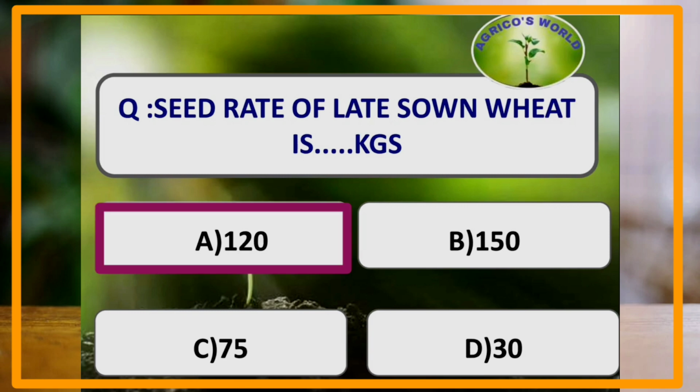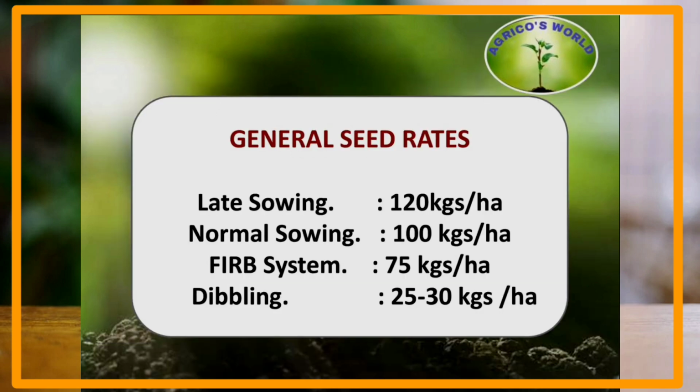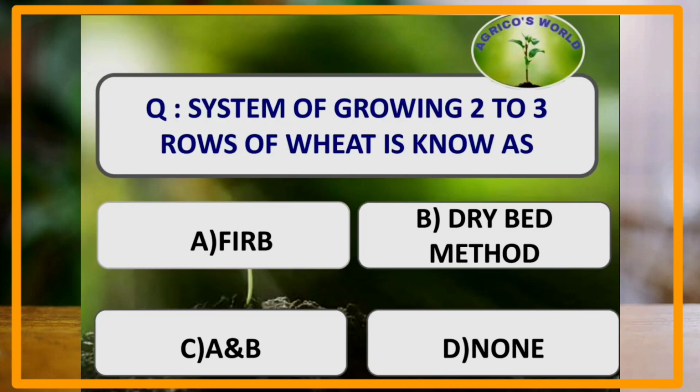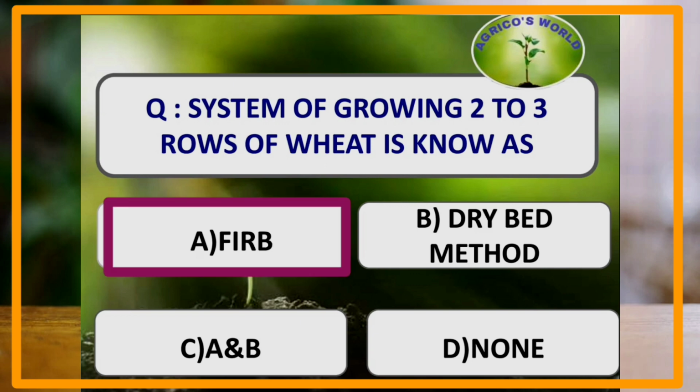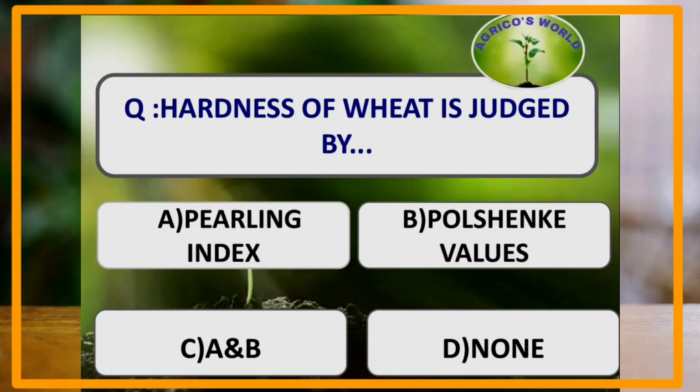What is the seed rate of late sown wheat? The seed rate of the late sown wheat is 120 kgs per hectare and that of normal sowing is 100 kgs per hectare, whereas for the furrow irrigated raised bed system it is 75 kgs and for dibbling it is 25 to 30 kgs per hectare. What is the system of growing 2 to 3 rows of wheat? The system of growing 2 to 3 rows of wheat is the furrow irrigated raised bed system. Hardness of wheat is judged by? The hardness of the wheat is judged by the Perling index and by Pelshenke values.